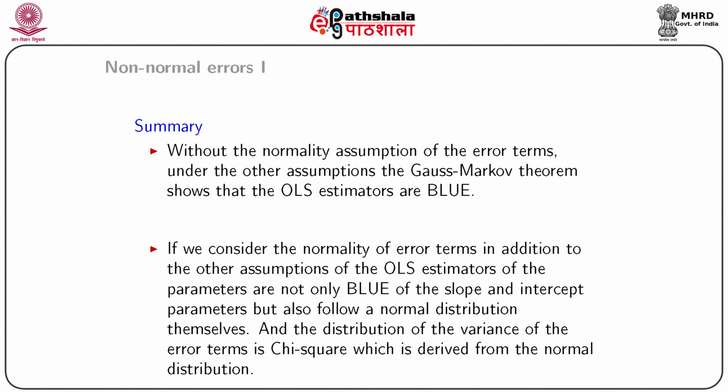The distribution of the variance of the error term is chi-square if we assume the normality of the error term, because chi-square again is derived from the normal distribution. To be specific, by squaring standard normal variables and taking the sum of the squares of standard normal variables, we arrive at a chi-square variable. So, the variance, if we assume normality of the error, would have a chi-square distribution.